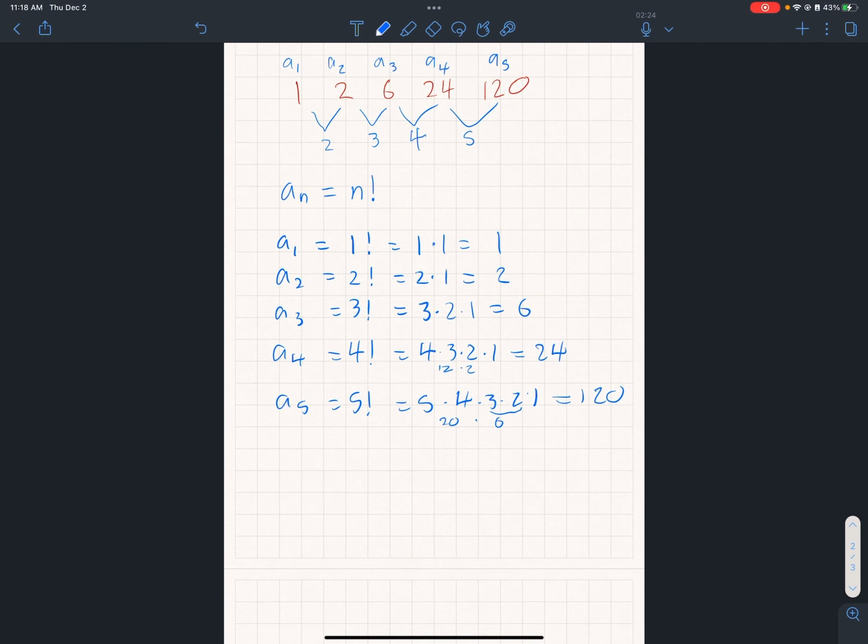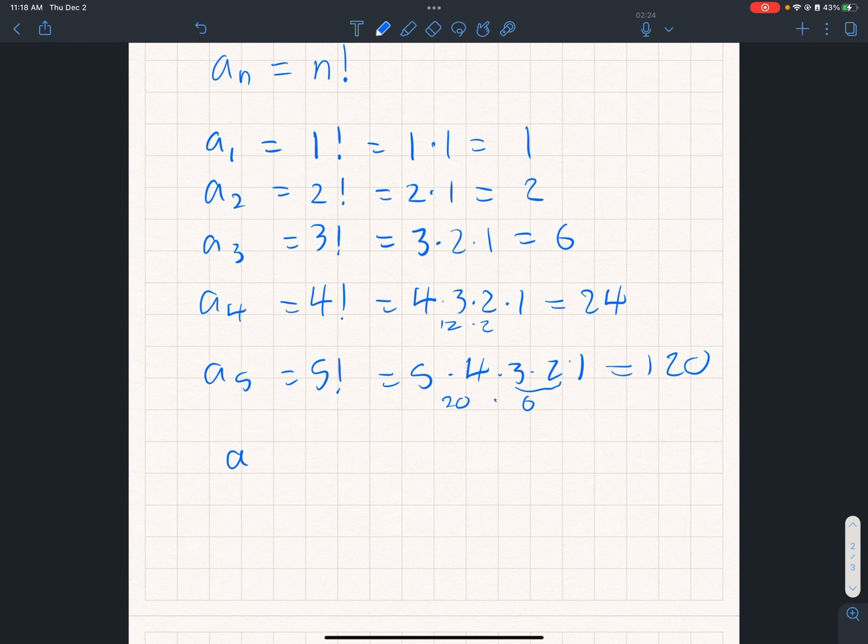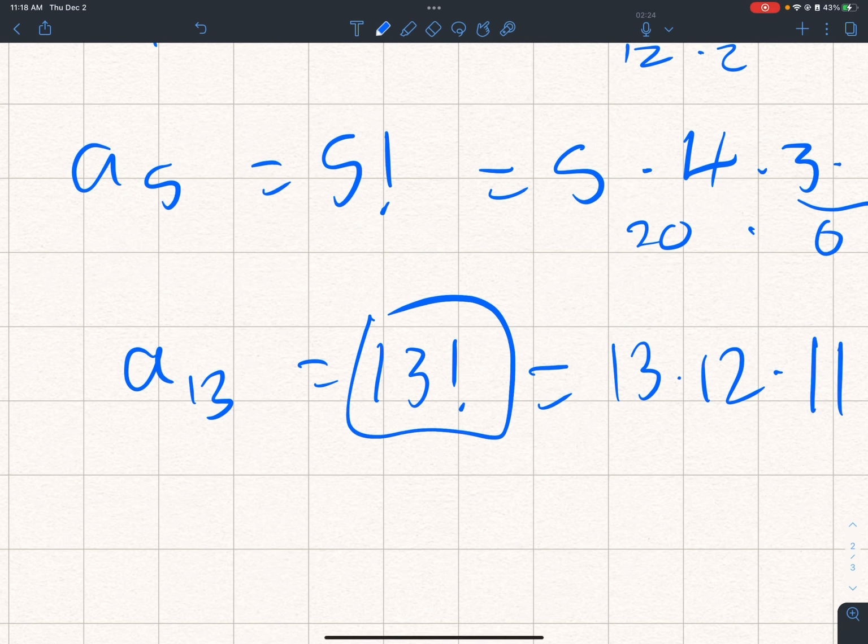So in general, if you wanted to find a sub 13, that would be 13 factorial, which is 13 times 12 times 11 times 10 times 9 times 8, and so on. This would take forever to multiply by hand, but your calculator has a factorial button. So if you just click in 13 factorial or the exclamation point, it's going to spit out our answer.